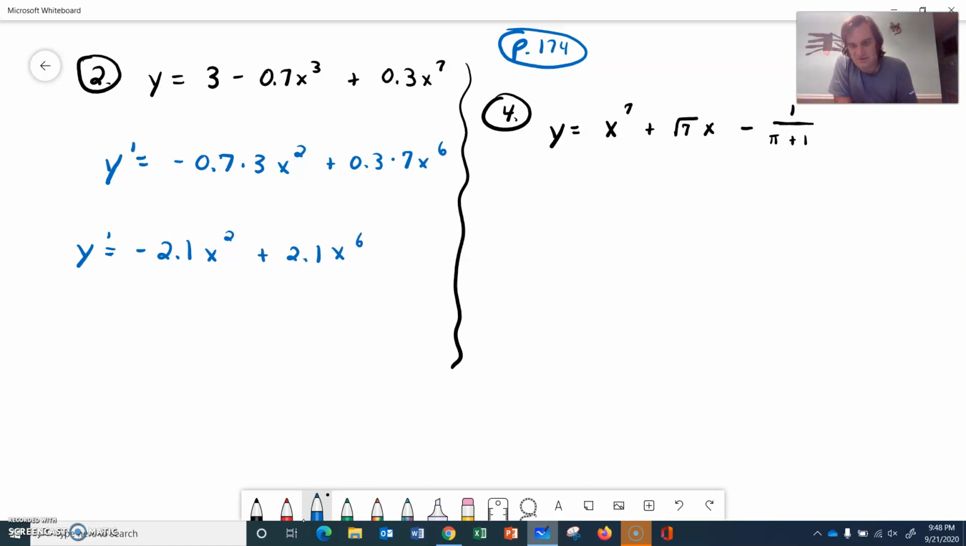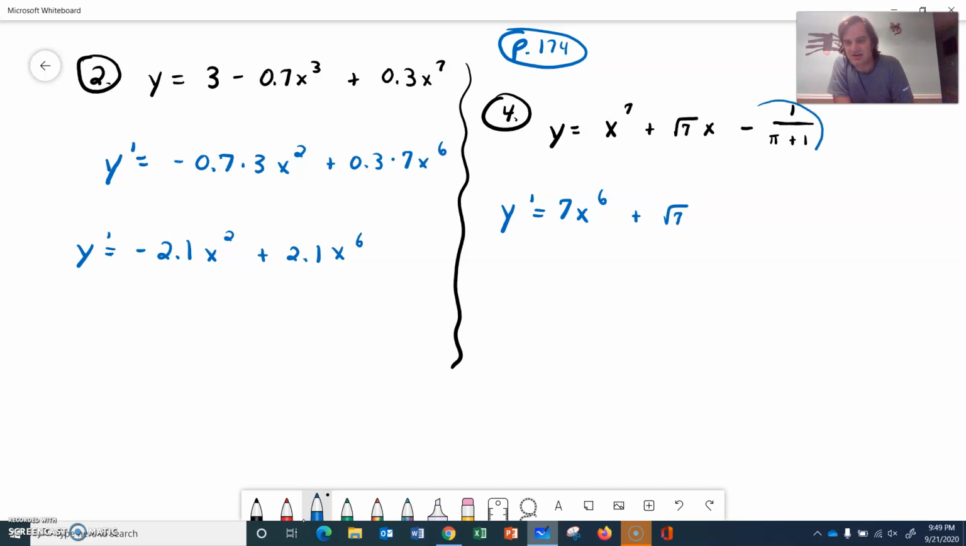Next, number 4, y equals x to the 7th plus the square root of 7 times x minus 1 over pi plus 1. I'll point some things out as I go through here, but the derivative, once again, is just a series of power rules. X to the 7th will be 7 out front, x to the 6th. A lot of people wrote down the square root of 7 times x wrong. They put the x under the square root, so they didn't really catch it. But this is a constant times x, so just a constant remains, square root of 7.